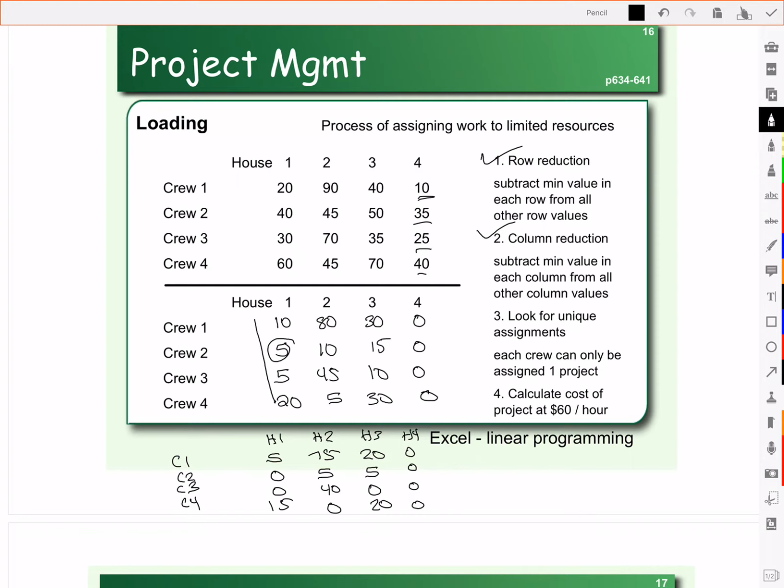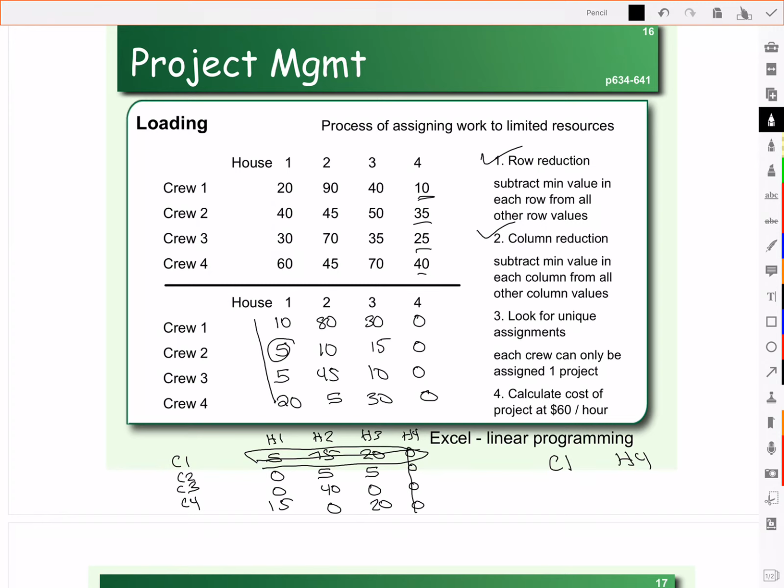So we've done the row reduction, we've done the column reduction. Now what we are going to look for is where we have a row or a column with only one zero. So can you find a row or a column that contains only one zero? For example, in this first row, you will see that there is only one zero, which means we should assign crew 1 to house 4. Once you do this, crew 1 is off the table, house 4 is off the table, and again we are going to look for where you have only one zero in a row or a column.